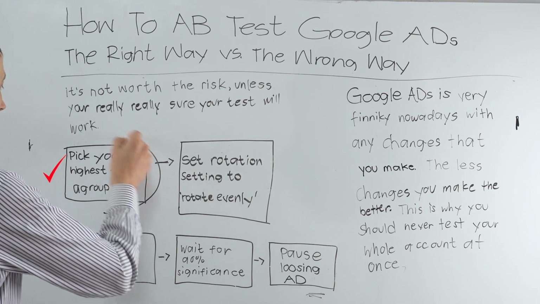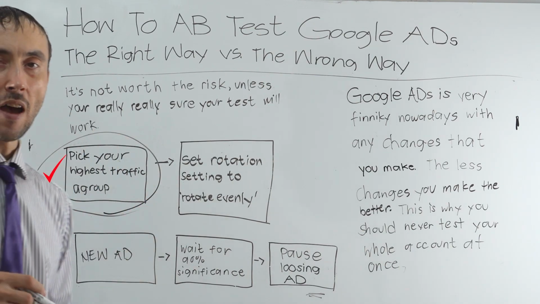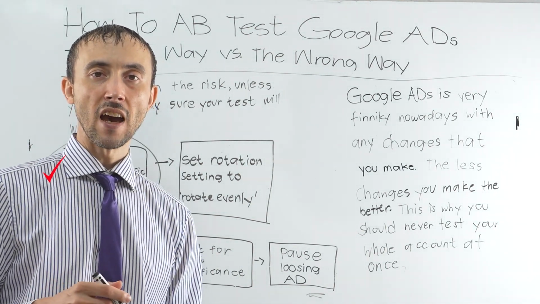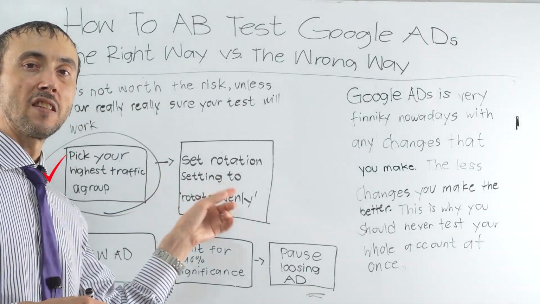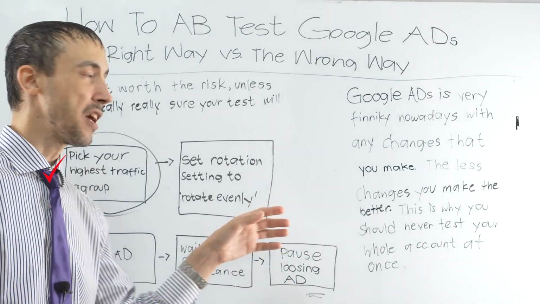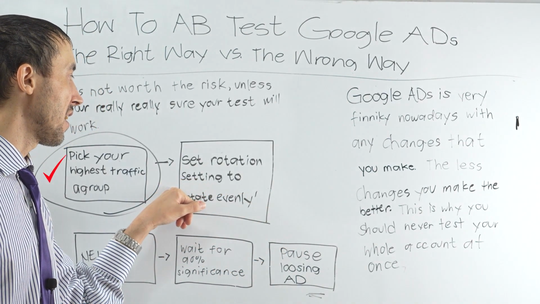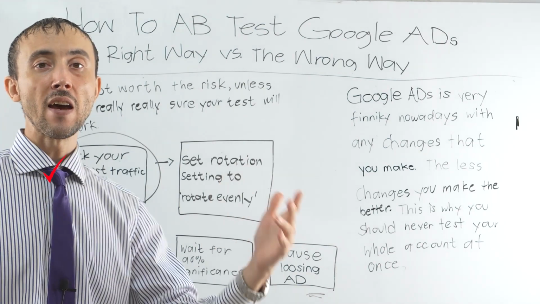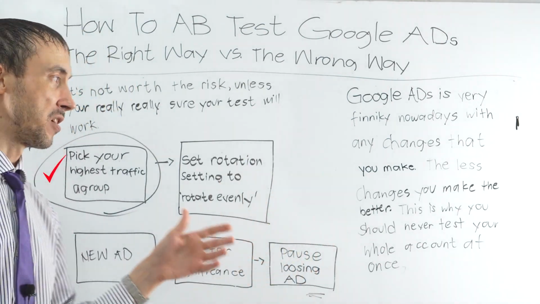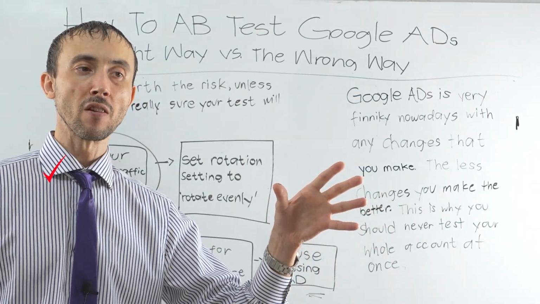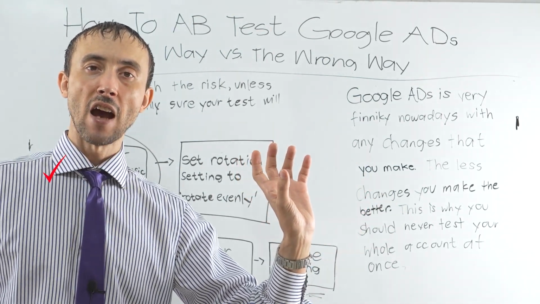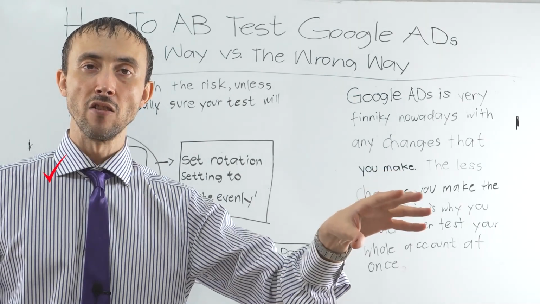should do is pick the highest traffic ad group inside your account, and then in the campaign that ad group is sitting in, you're going to set the rotation setting to rotate evenly. Now, if you only have one ad group in your account, I want to throw in a caveat that you should set up a new ad group, because like I said, a good middle ground is to have about 10% of your ad spend going through to test that new ad or new landing page.